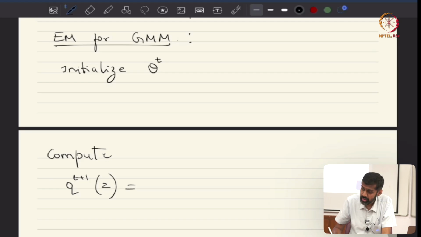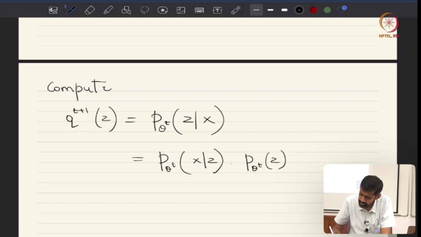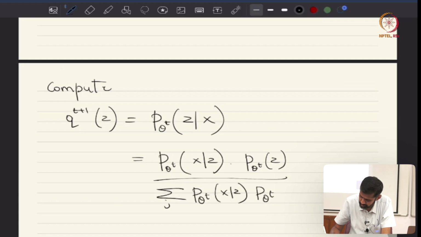What is this equal to? It is equal to p theta of z given x, the posterior. This is computed at theta t, right? What is this equal to? Let us use Bayes' law: times, divided by the sum of this. Correct?